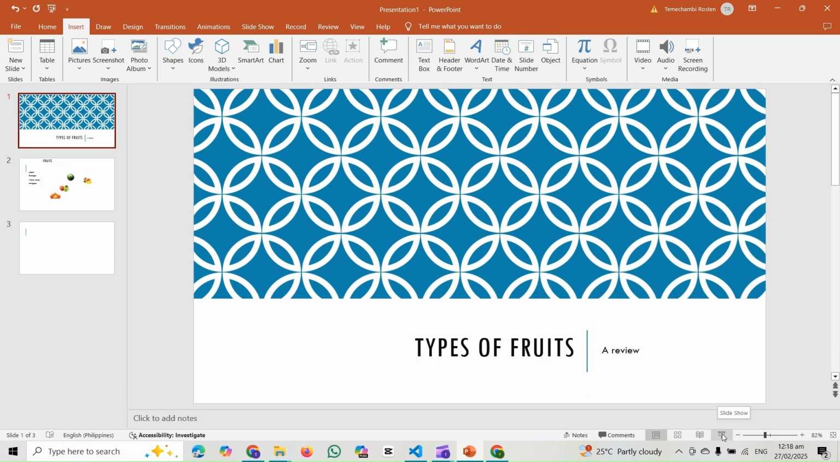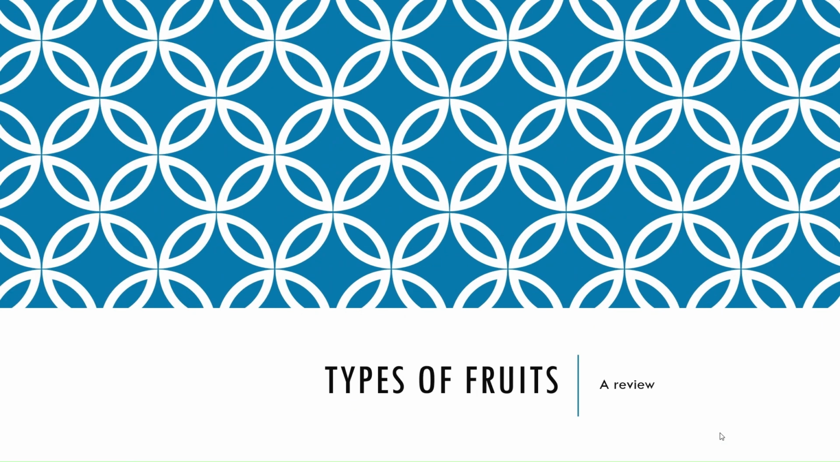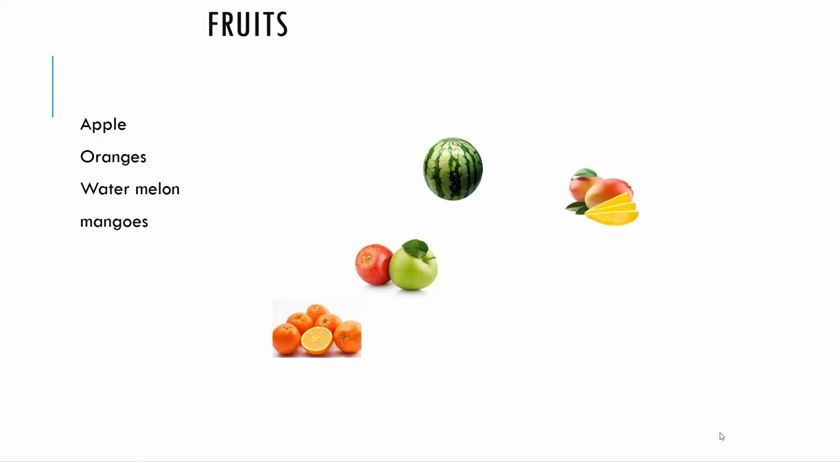I'm going to click back to slide number 1, and I'll go down to the bottom of the screen, and I'm going to click here where it has this slideshow symbol, and it starts my slideshow. So the types of fruits, a review. Remember, this is my title slide. I want to advance now to the first real content slide.